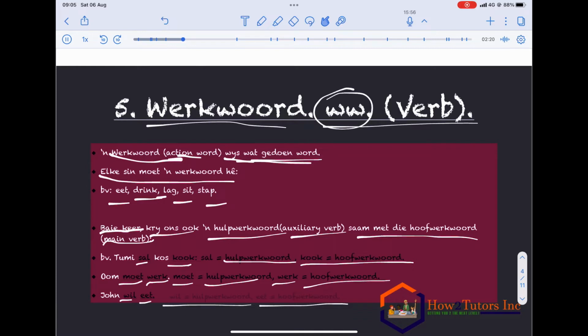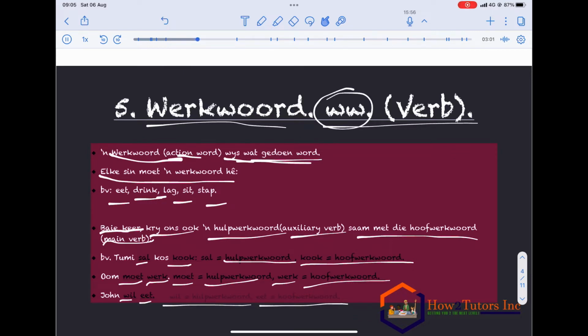Baie keer, many times, kry ons ook 'n helpwerkwoord, an auxiliary verb, saam met die hoofwerkwoord, the main verb. So basically, a helpwerkwoord, an auxiliary verb, is a helping verb. So usually your sentence will have 2 verbs, your auxiliary verb and then your main verb, your doing word. It's not necessary. Either the sentence has one main verb, or an auxiliary verb, a helping verb, just to give your sentence more information and more substance. Maar dis nie altyd nodig nie. It's not always necessary. Let's look at a few examples.